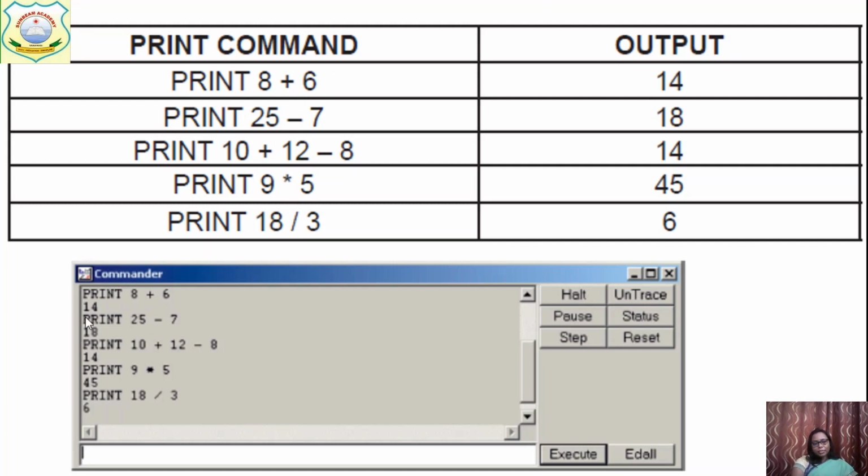Print 8 plus 6, 14. Print 25 minus 7, 18. Print 10 plus 12 minus 8, 14. Print 9 multiplied by 5, 45. Print 18 divided by 3, 6. In this way you can do the calculation using logo commands.